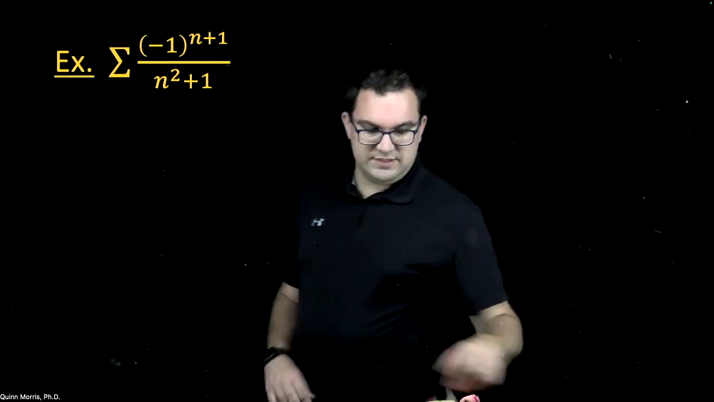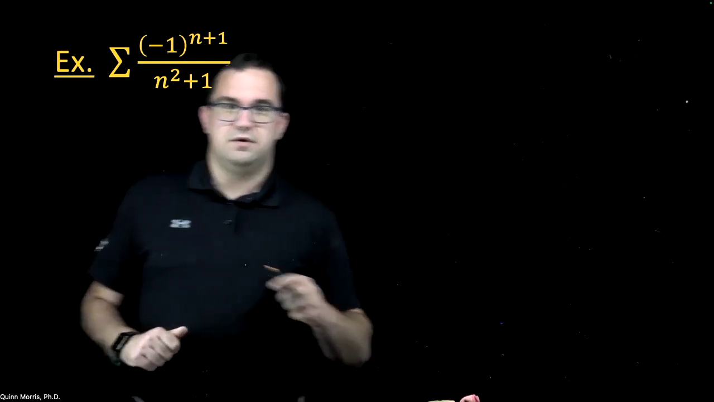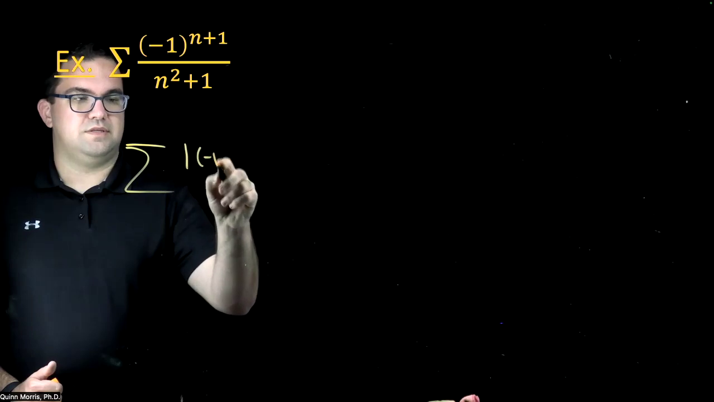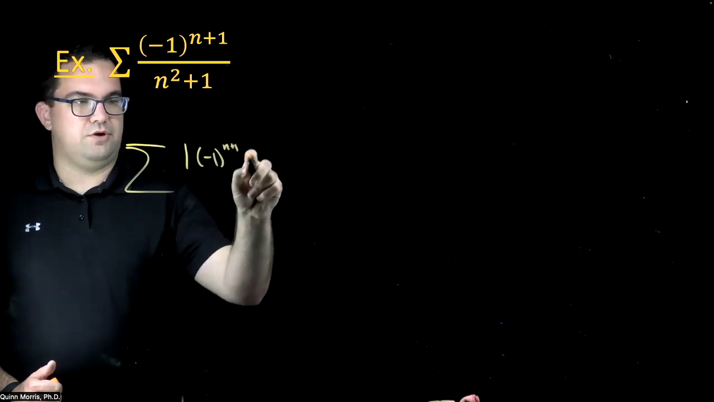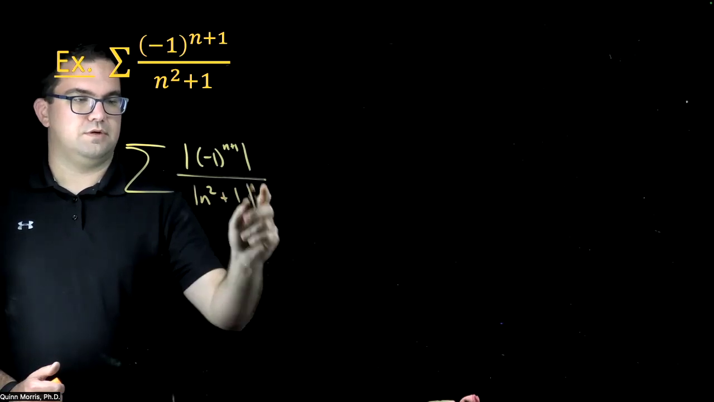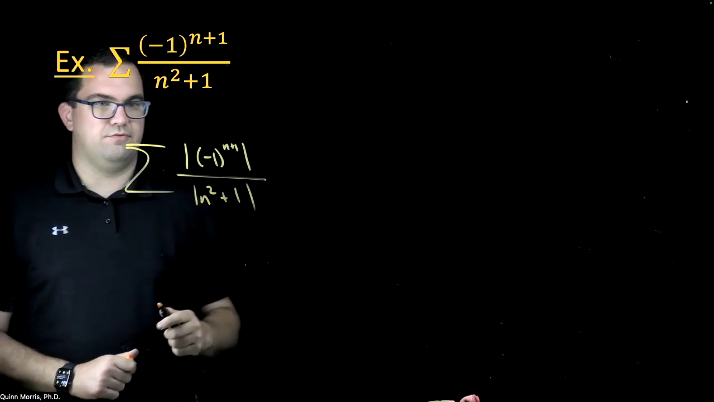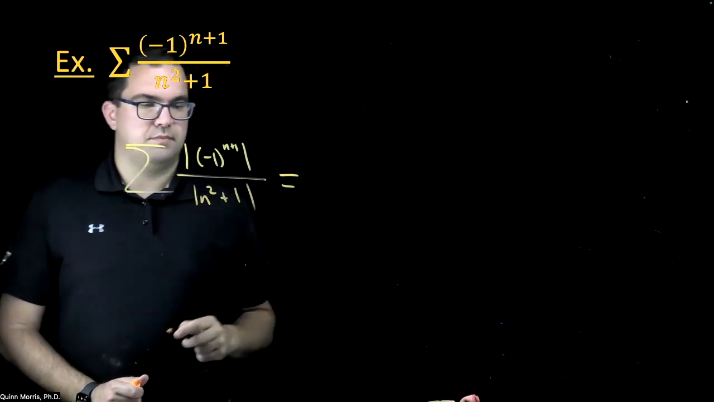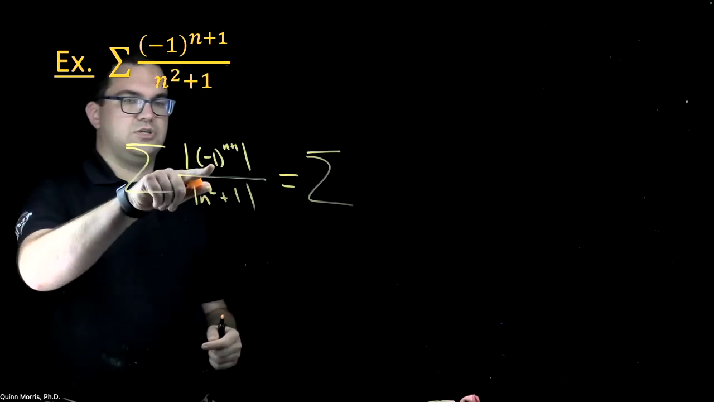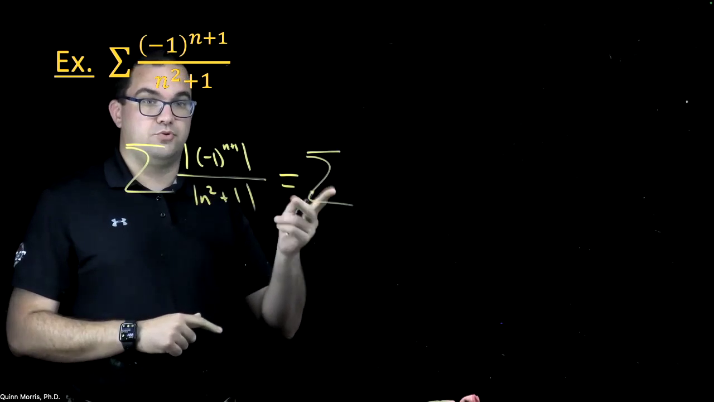Let's look at one more example here. Again, if I wanted to apply the absolute value test here, I would say, okay, I want to look at the series of absolute values. So again, I'm taking the absolute value of the whole thing, but that's the same as the absolute value of the top over the absolute value of the bottom. Now, this is essentially like -1 to the n. It alternates back and forth between -1 and 1.